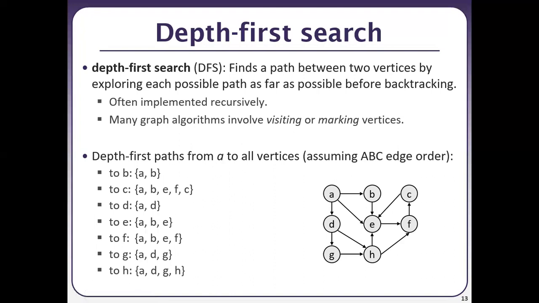First, I will write the edges from each node. For B, the edges will be from A to B. And for C, the edges will be A, B, E, F, C. And for D, the edges will be A and D.